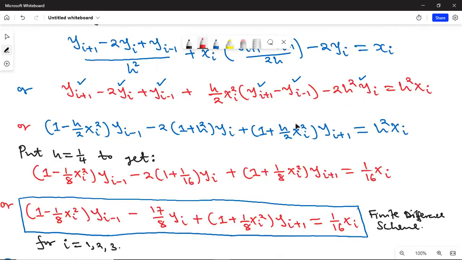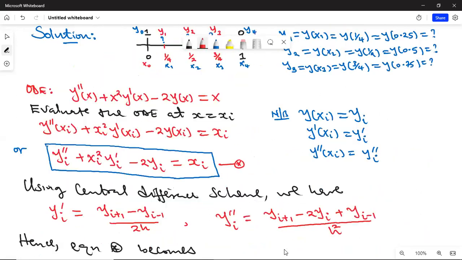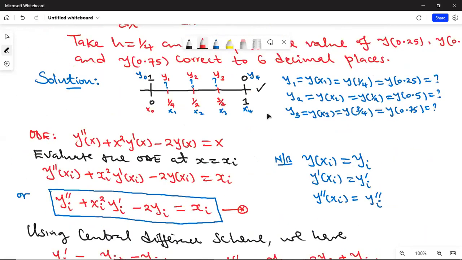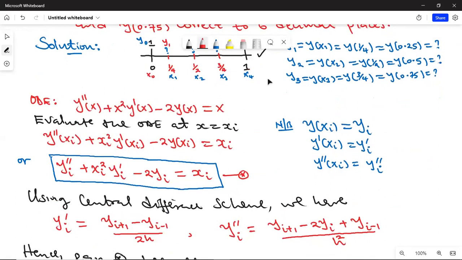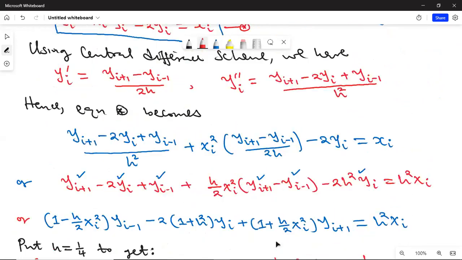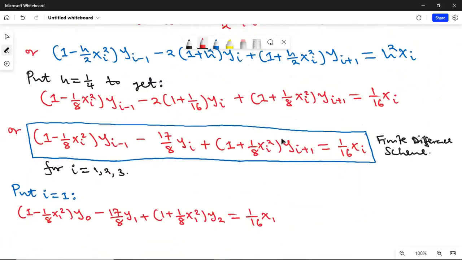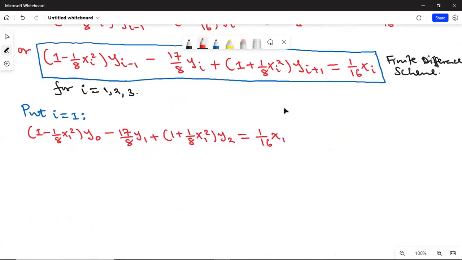Let me take you back to what we had drawn. X1 here is 1 over 4. That's what we are going to substitute. It is this value here. X1 is 1 over 4. So let's go back and replace it. So you put x1 equals 1 over 4. What will it give us?